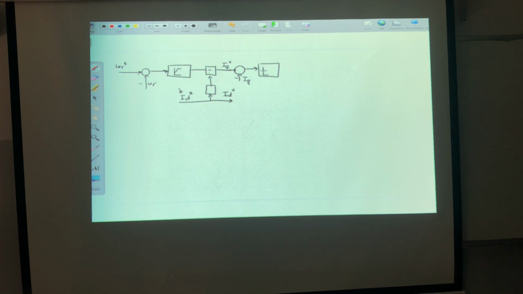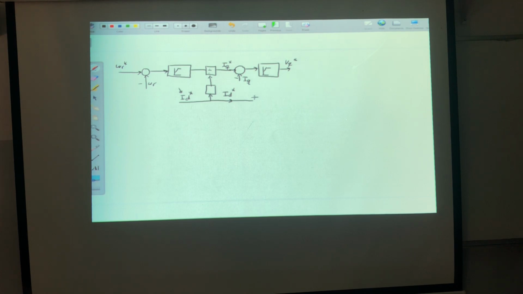The PI control, the current control: the input is current, so the output will be voltage. Current control, the input is current, the output is volt. So this will be the VQ reference.